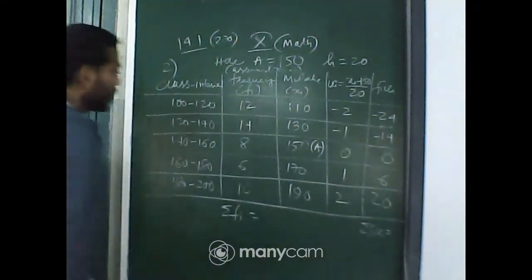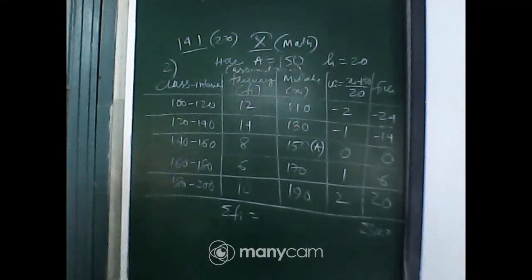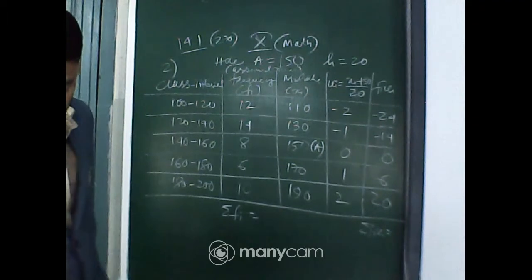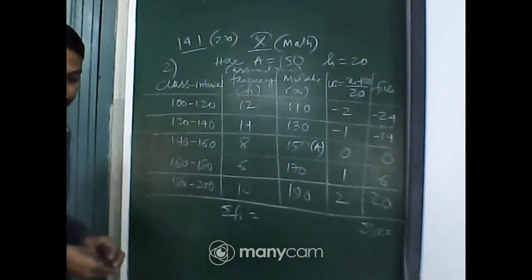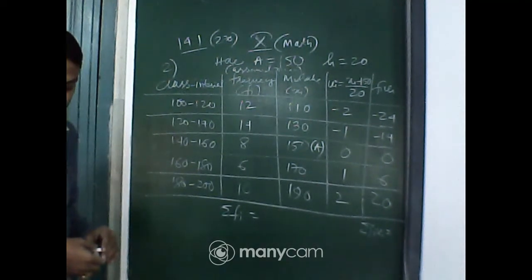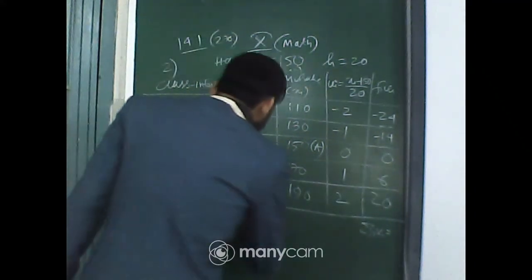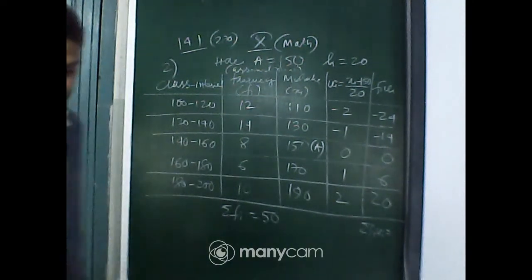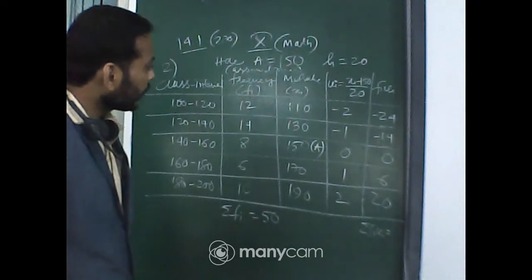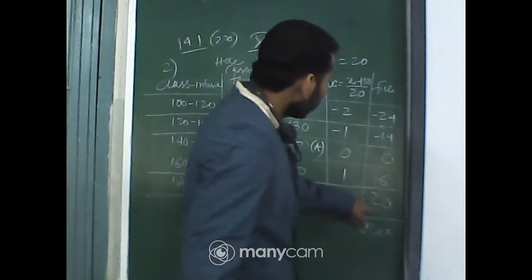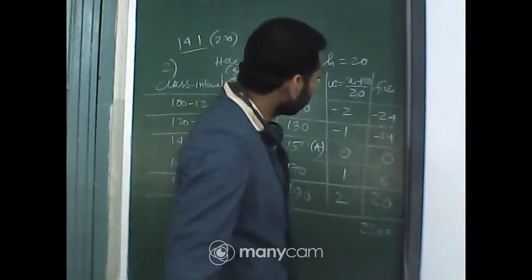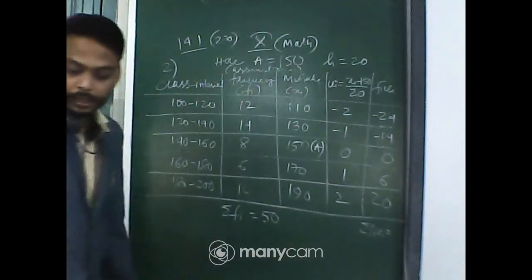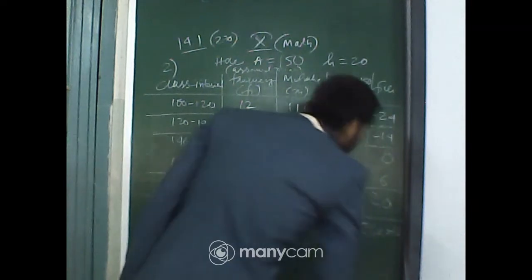Tell me, summation fi, 50, very good. And summation fiui, do the calculation from the last. It is 26 minus 24, that is 2, 2 minus 14, so minus 12 I think. Yes, you just do it, minus 12.